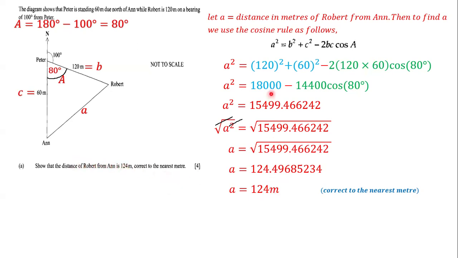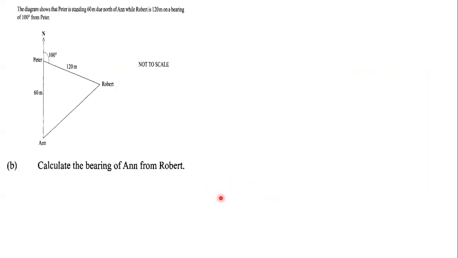And so we showed, using the cosine rule, that we get 124 meters, correct to the nearest meter. And that's our answer. Next, it says calculate the bearing of Anne from Robert.